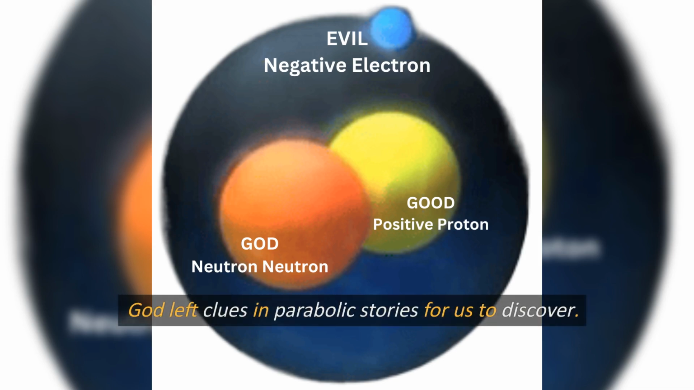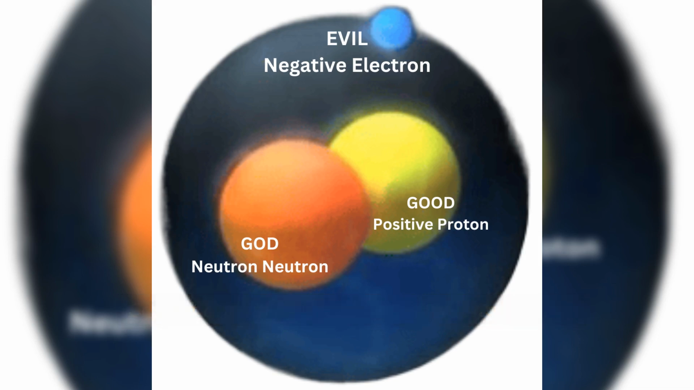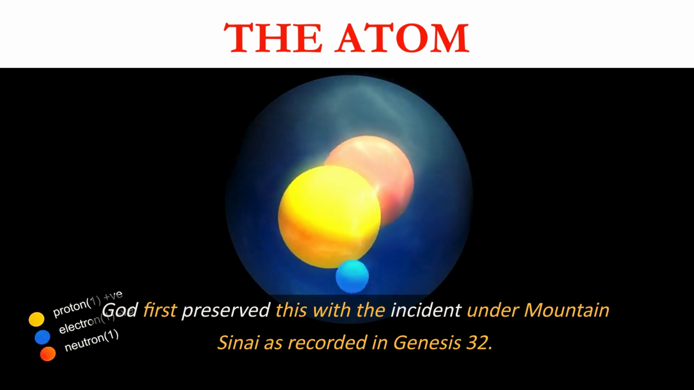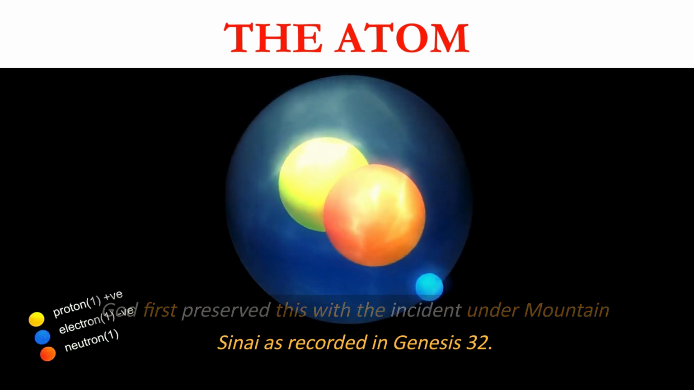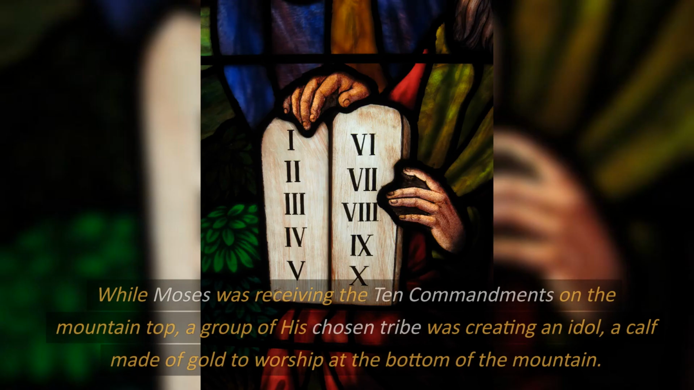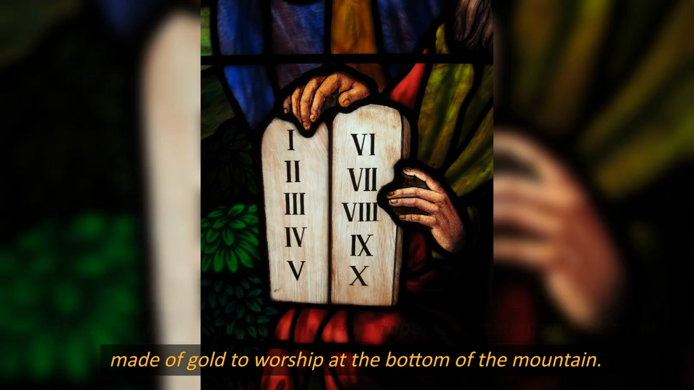God left clues in parabolic stories for us to discover. God first preserved this with the incident under Mountain Sinai, as recorded in Genesis 32. While Moses was receiving the 10 Commandments on the mountaintop, a group of his chosen tribe was creating an idol, a calf made of gold, to worship at the bottom of the mountain.